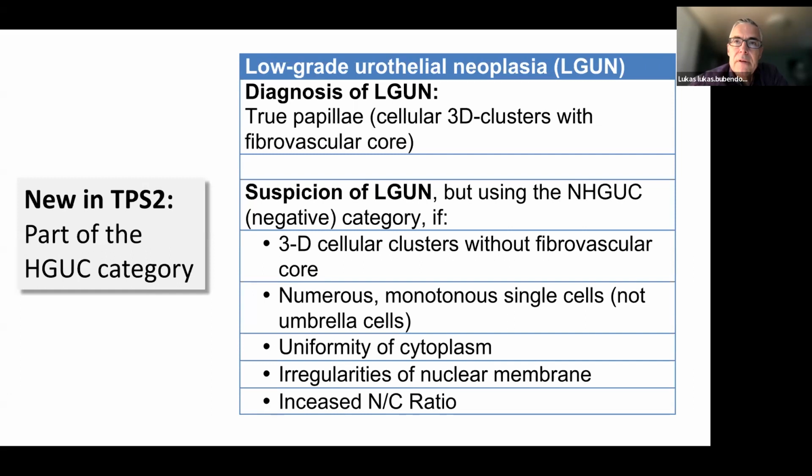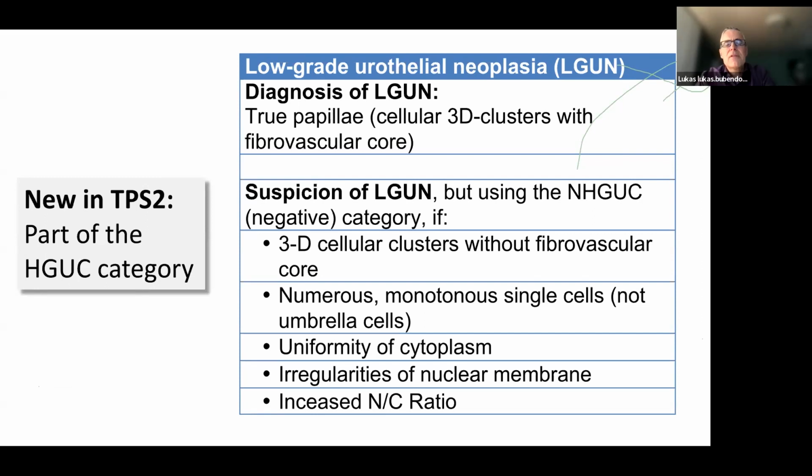Nevertheless, we can make the diagnosis. If we see a case that we are sure is low-grade urothelial neoplasia, then we say it in the text diagnosis. We say we have cells of a low-grade urothelial neoplasia, but the TPS category will be negative for high grade. It's just to emphasize even more the importance of negative for high-grade urothelial carcinoma, and not spend too much time on dissecting the diagnosis of low-grade urothelial neoplasia.